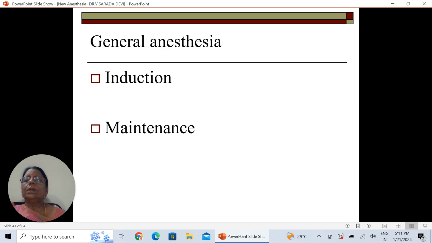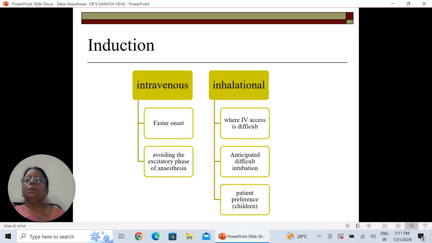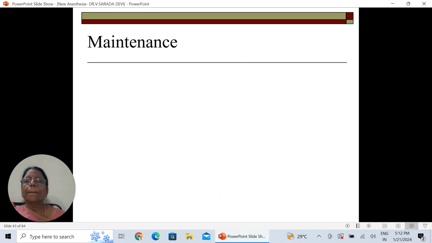General anesthesia is divided into induction and maintenance. Induction is by intravenous anesthetic agents, or by inhalation agents, with maintenance by inhalation agents. Intravenous has a faster onset, avoiding the excitatory phase of anesthesia. Inhalation is used where IV access is difficult, where difficult intubation is anticipated, and especially in children. Patient preference is for inhalation in children.